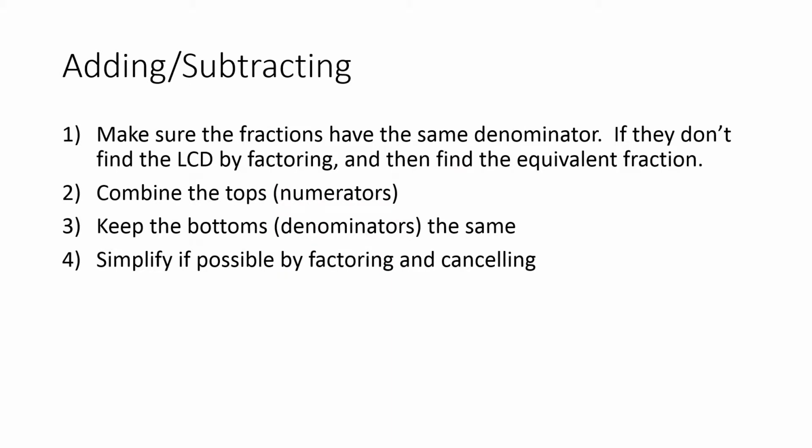So to kind of recap, we always want to make sure that our fractions or our rational expressions have the same denominator. If they don't, we're going to find that LCD by factoring, and then we have to work to find our equivalent fractions. Once we have that LCD, we combine the tops or the numerators, we keep the bottoms or the denominators the same, and we always check to see at the end if we can simplify by factoring and canceling.